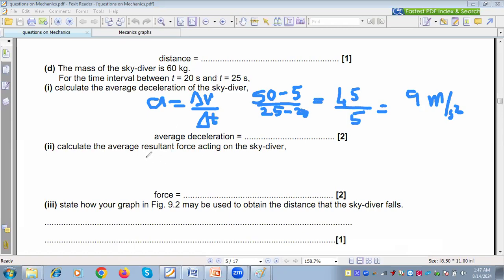Then the average resultant force. How will we calculate the average resultant force? F is equal to ma. Mass of the skydiver is 60 into 9, means 540 Newton.